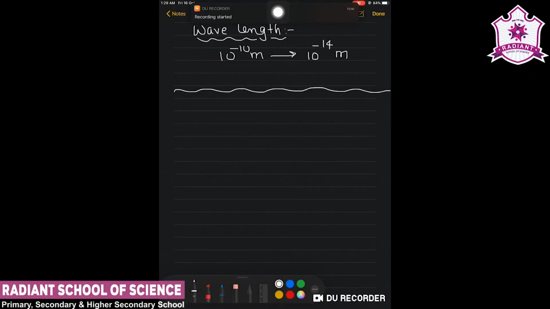Dear friend, today we will see some numericals from chapter number 8. Here first we will start with numerical number 2, that is illustration number 2. It is given that a plane electromagnetic wave of frequency 25 megahertz.